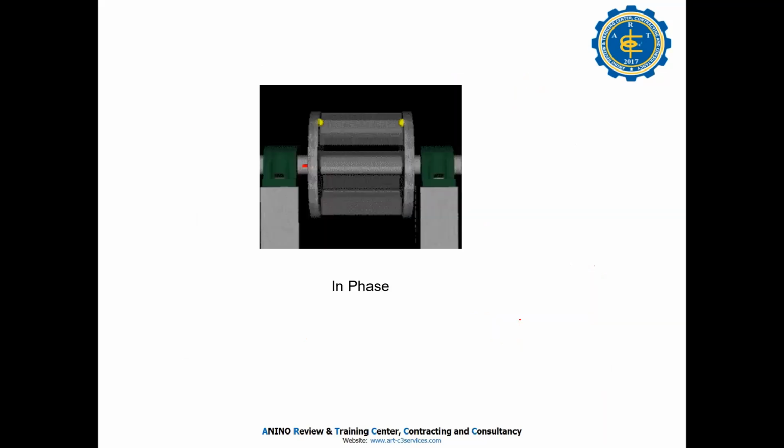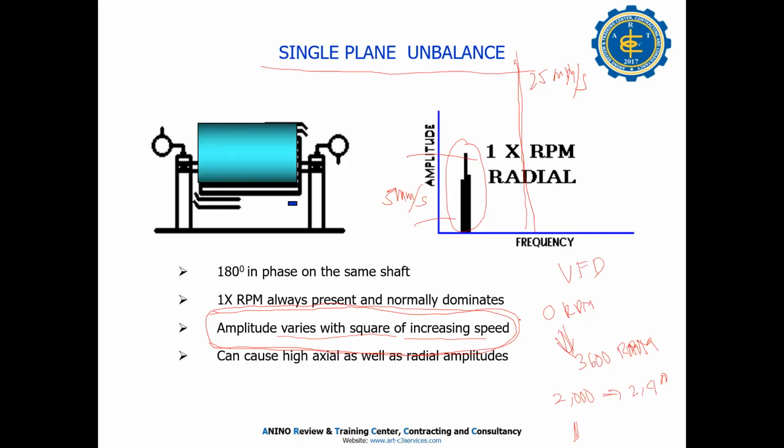Can it come at 2x also, 3x also? No, no, no. Unbalance doesn't have 3x. In my experience with unbalance on a fan, we saw 1x. I did not see 2x and I did not see 3x with the unbalance. I mean, how do you find that amplitude varies with the square of increasing speed? You can prove that one, maybe in the previous slide.